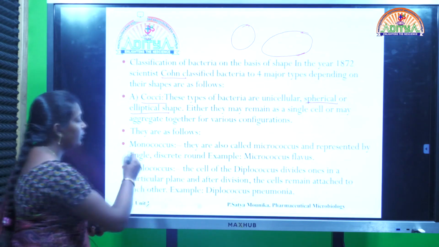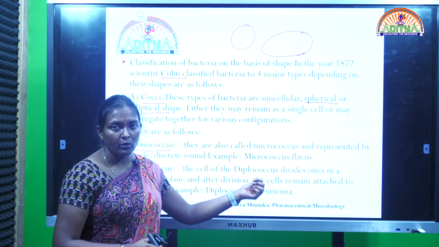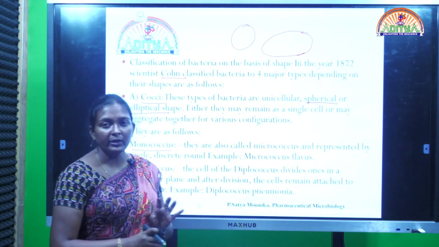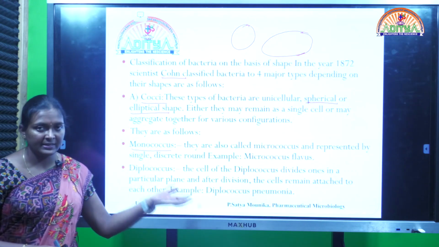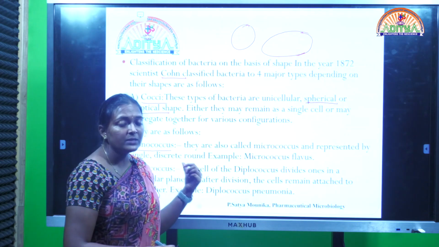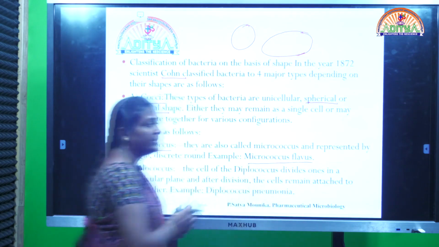The first one is monococcus. Monococcus are also called micrococcus because they are represented by a single cell. We wouldn't observe any aggregation of cells in this type. They are discrete or single, and round in shape. An example is Micrococcus flavus.